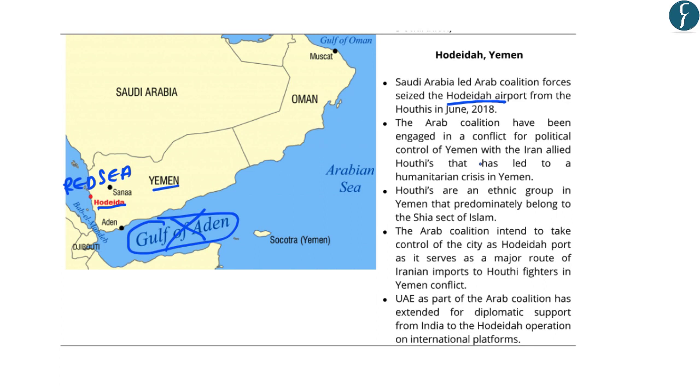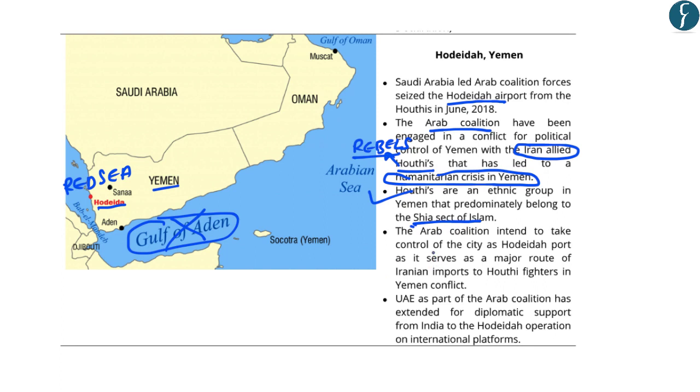Now, understanding the issue that is going on in Yemen, it is a conflict between the Arab coalition with the Houthis, who are considered as the rebels. And these Houthi rebels are supported by Iran. So, this conflict has led to a humanitarian crisis in Yemen. And we should know that Houthis are an ethnic group in Yemen that predominantly belong to the Shia sect of Islam. Now, why is the Hodeido airport important for the Arab coalition?